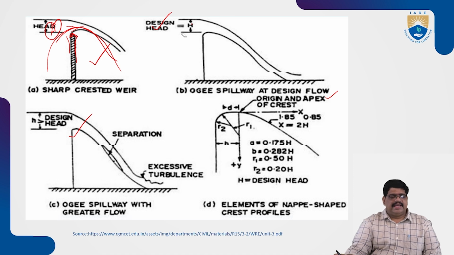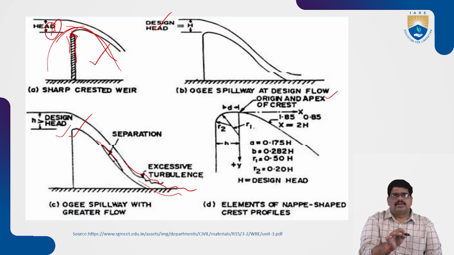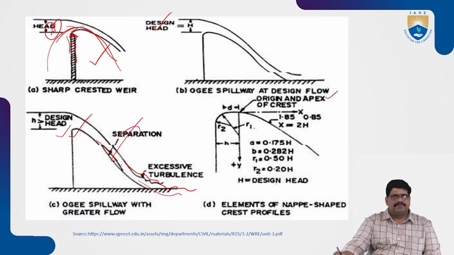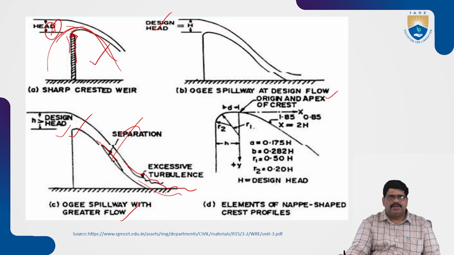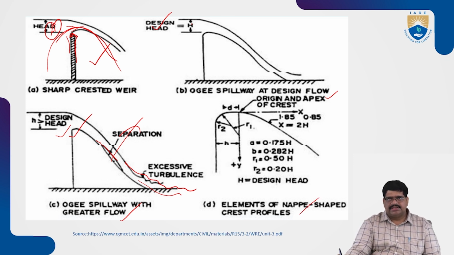And again, if H is greater than the design head, what happens? The shape will be provided here. The excavation of the turbulence will be provided in the bottom, and there can be separation. So the Ogee spillway with the greater flow, this type of shape has to be provided. And the last one is the elements of the nappe in the sharp crested profiles. This is how the shapes will be designed as per the design criteria. How the Ogee spillway can be provided.